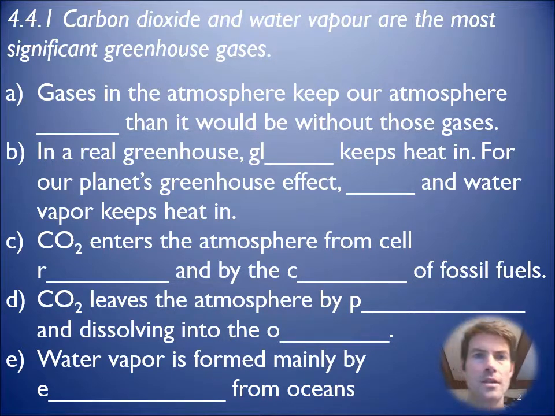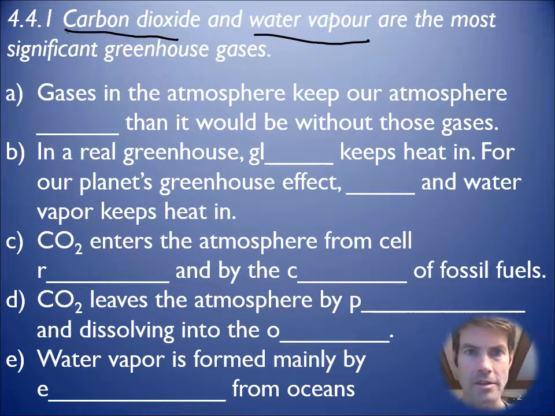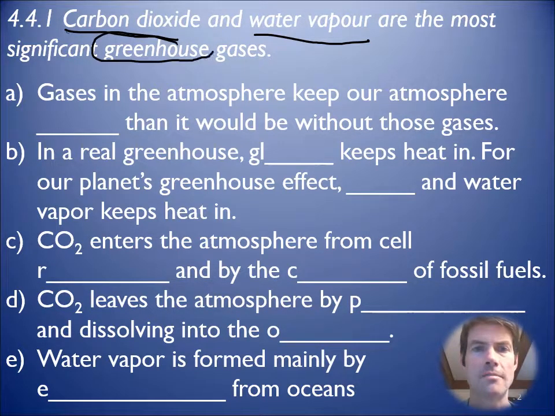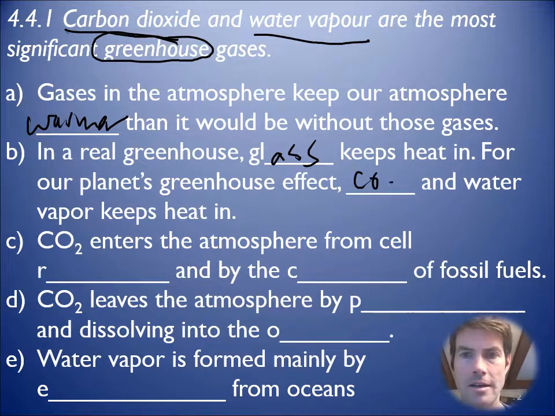So CO2 and water vapor, those are two things that we've mentioned before, both naturally occurring. And remember, the greenhouse effect has been going on for a long time on Earth, thankfully. Basically, it keeps everything warmer than it would be without those gases. So in a real greenhouse, the glass or the plastic enclosing it keeps the heat in. And for our planet, carbon dioxide and water vapor keep heat in.